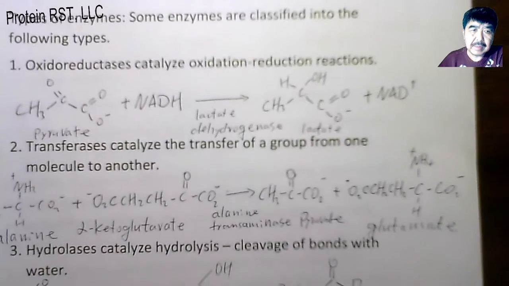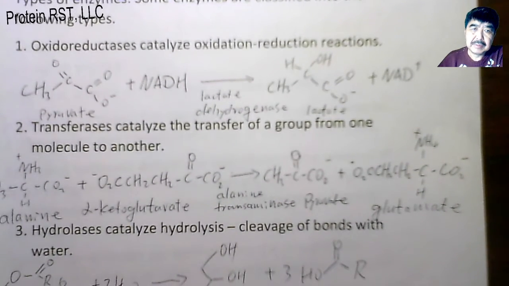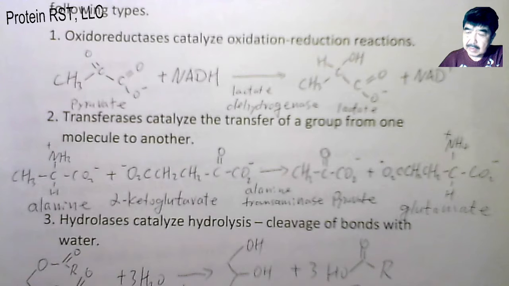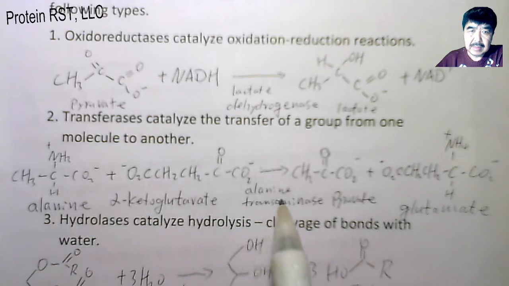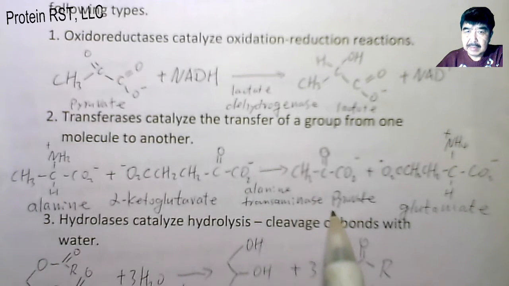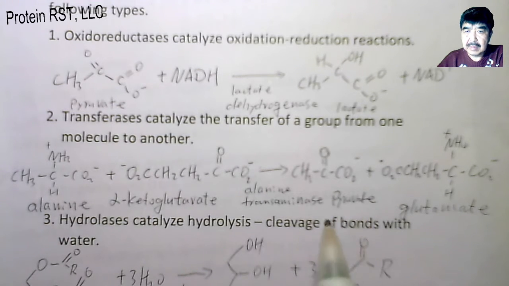The second type is called transferases, which catalyze the transfer of a group from one molecule to another. This is the example. Alanine and alpha-ketoglutarate. The enzyme is alanine transferase. The product is pyruvate and glutamate.